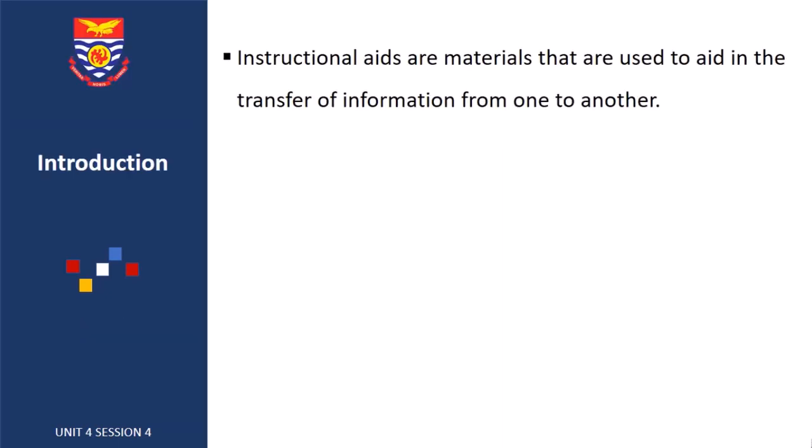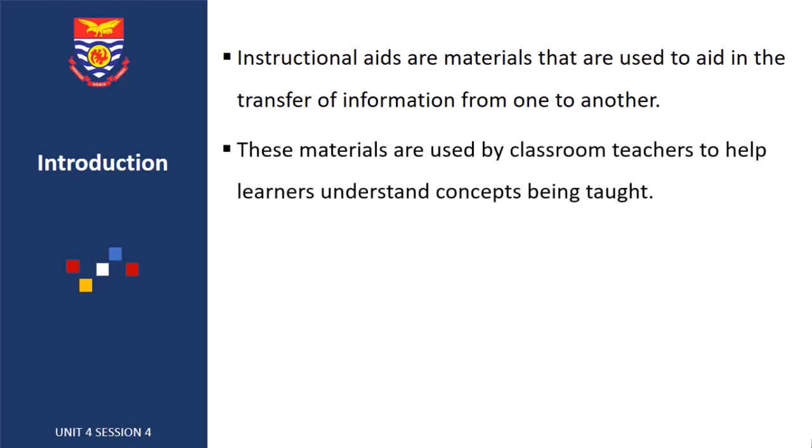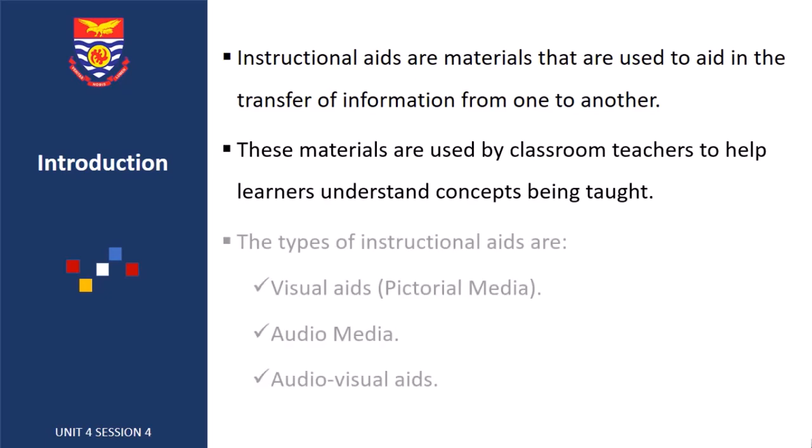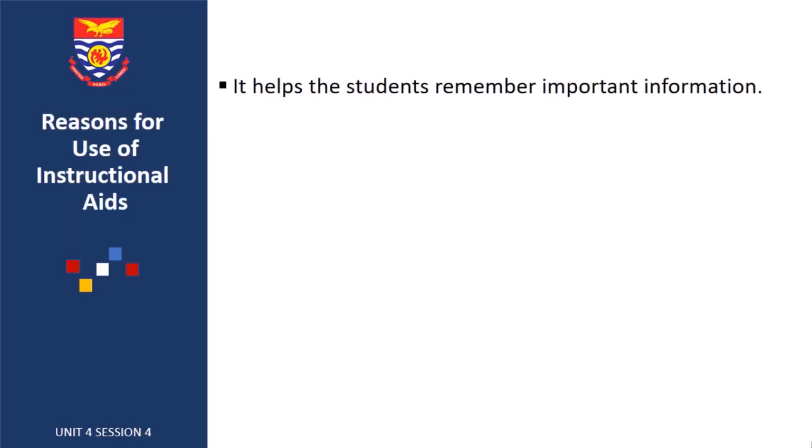Now, we saw in previous sessions that instructional aids are materials that are used to aid in the transfer of information from one to another. And these materials are used by classroom teachers to help learners understand concepts that are being taught. And we saw the types of instructional aids as visual aids or the pictorial media, audio media, as well as audio-visual aids. Now, what are the reasons for using these media in teaching and learning?